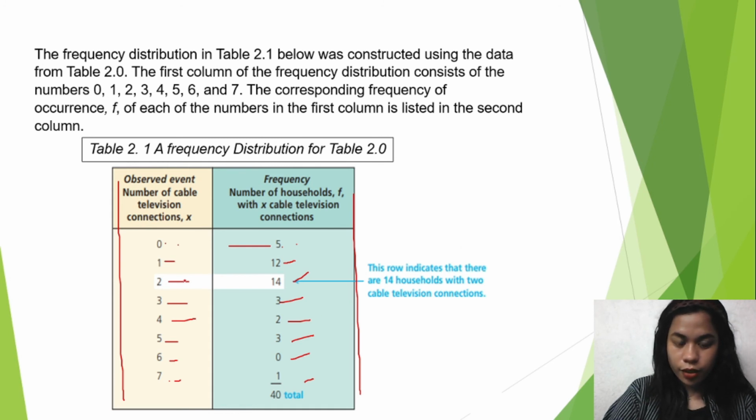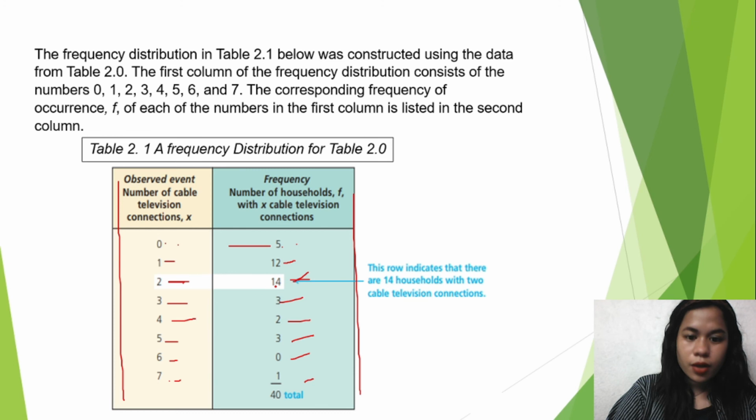Okay. So under column 2, we have 14 households. So this row indicates that there are 14 households with 2 cable television connections. So the frequency for the number of households, this is our frequency, is equivalent to 40 households.